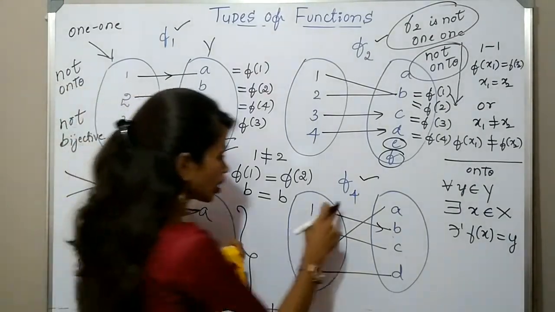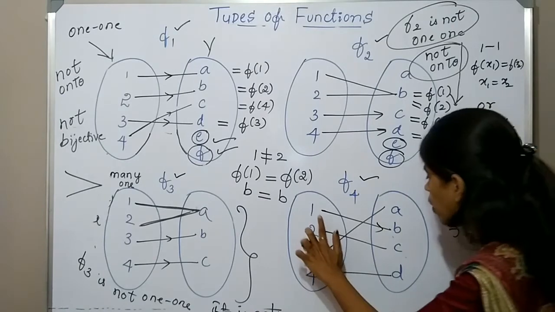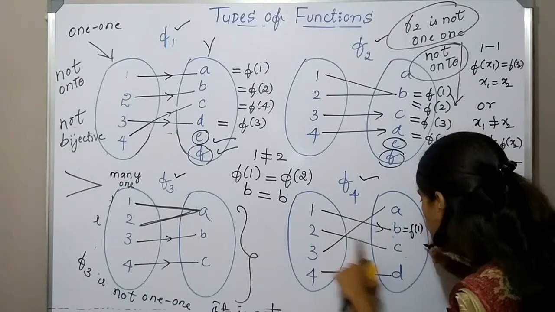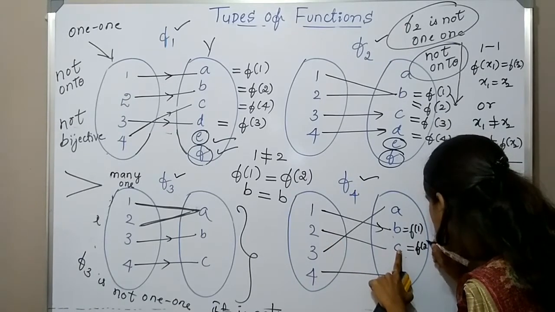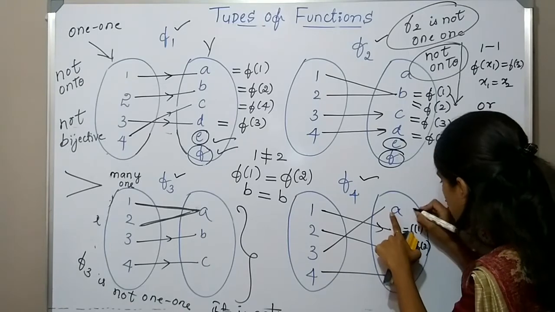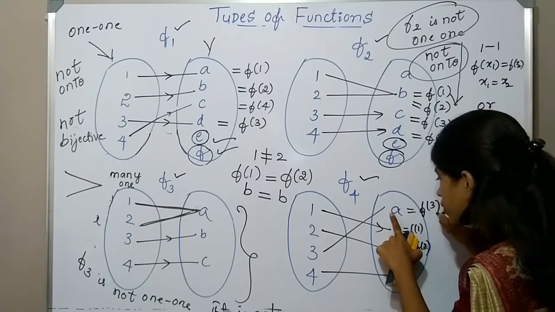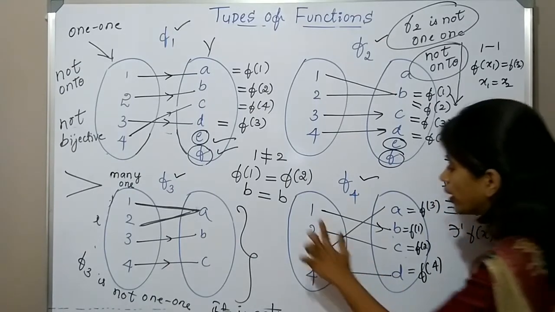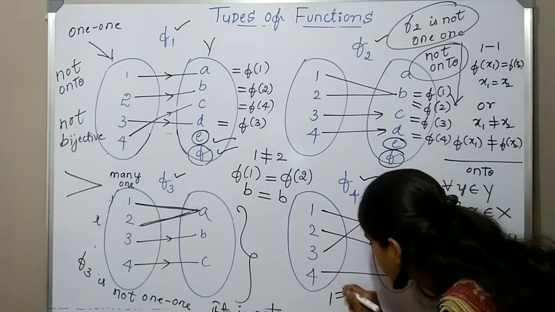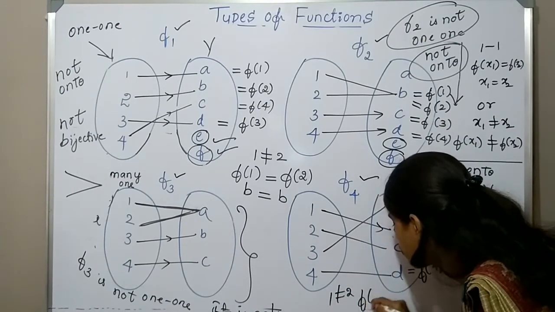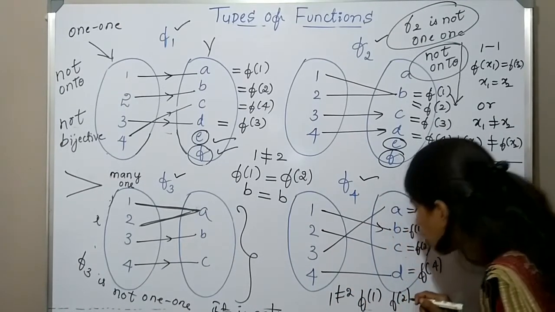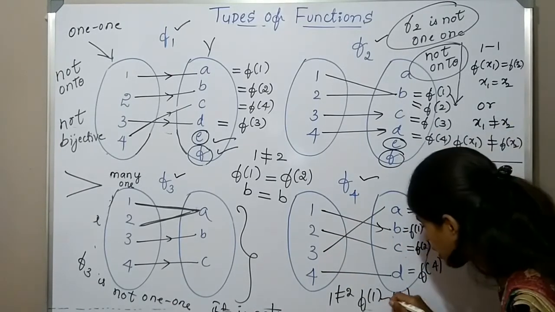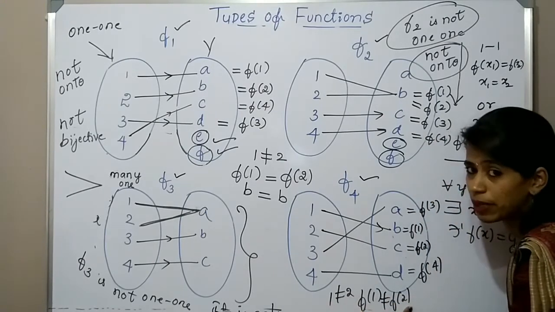So, next, F4. Here I am considering 1 maps to B, that is, B is F of 1. Next, 2 maps to C, means image of 2 is C. 3 maps to A, means A is the image of 3. Next, 4 maps to D, so that is the image of 4. Here, 1 is not equal to 2. What about their images, F of 1 and F of 2? Are they equal or not? F of 1 is B. F of 2 is C. Therefore, they are not equal. Distinct elements have distinct images.